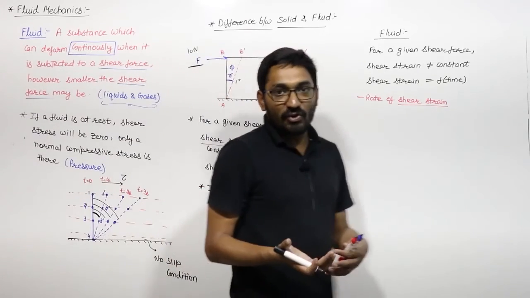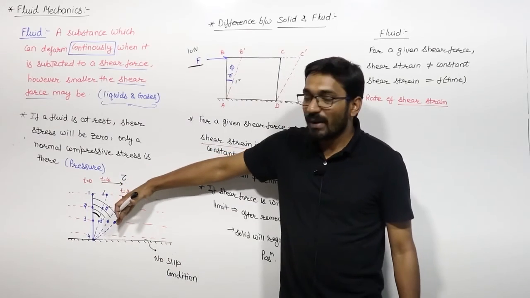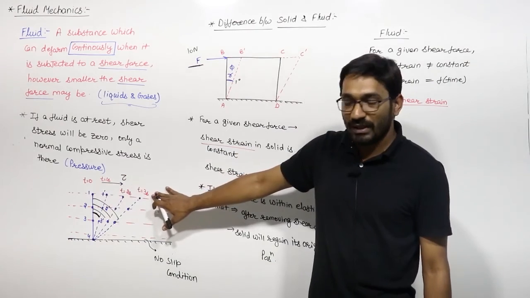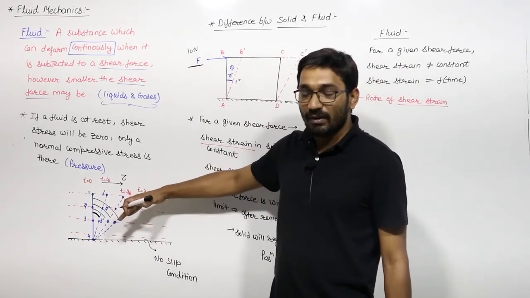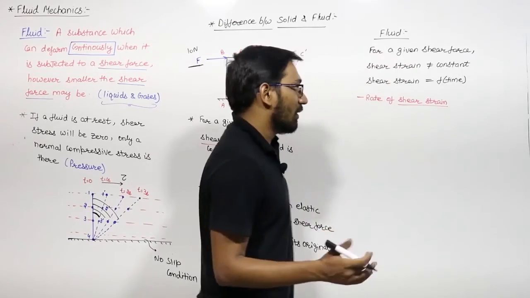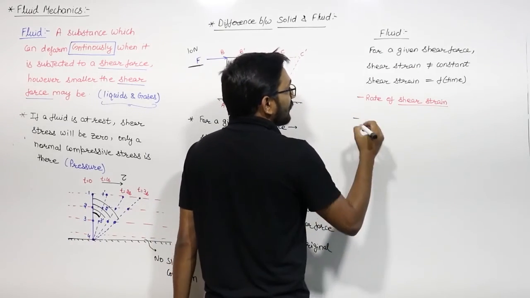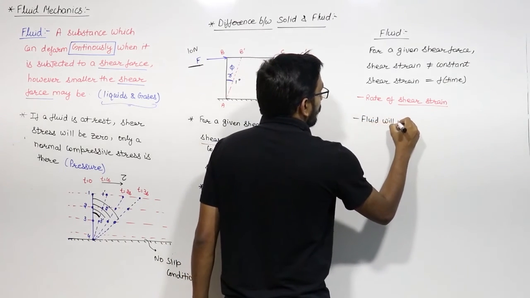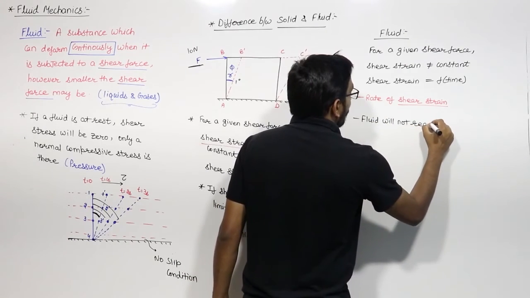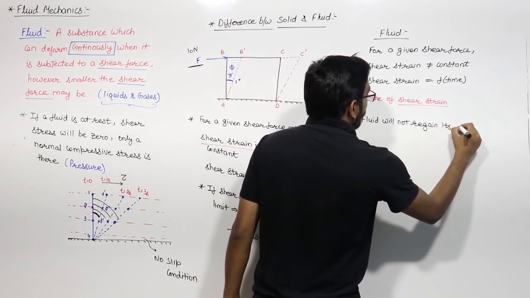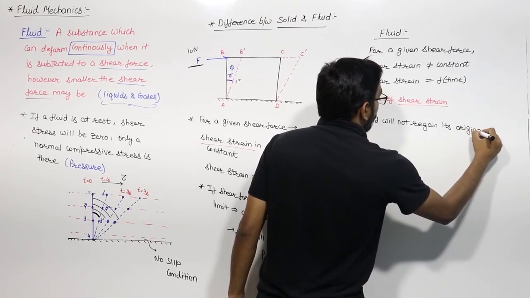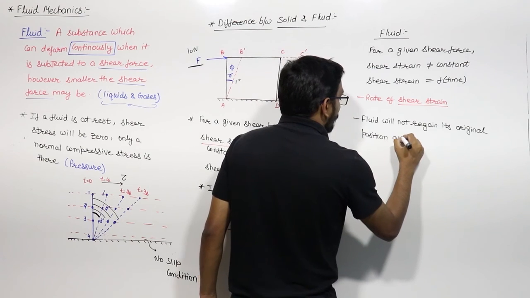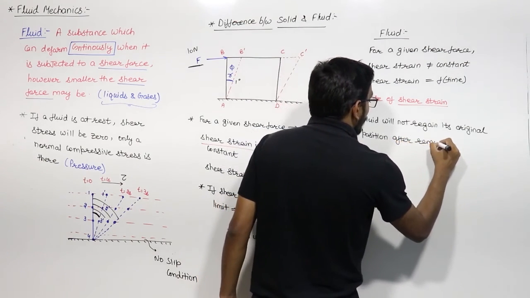If you remove the shear force from the fluid, it will stop at that point only. If you remove the shear force at time t equal to 3 seconds, the fluid will stop right there. It will not regain its original position. So the next difference between solid and fluid is that fluid will not regain its original position after removing shear force.